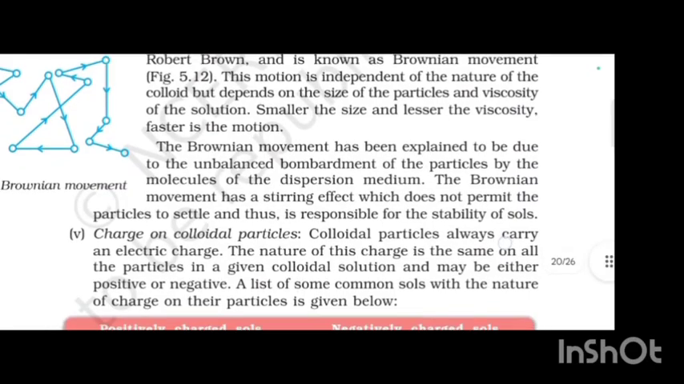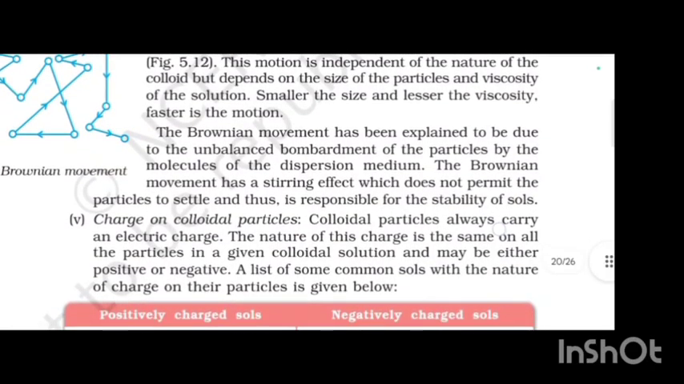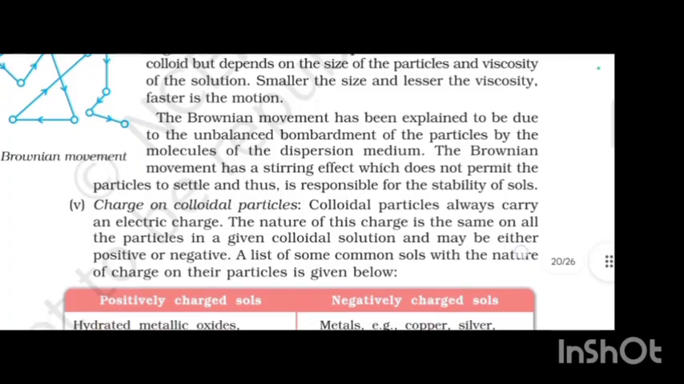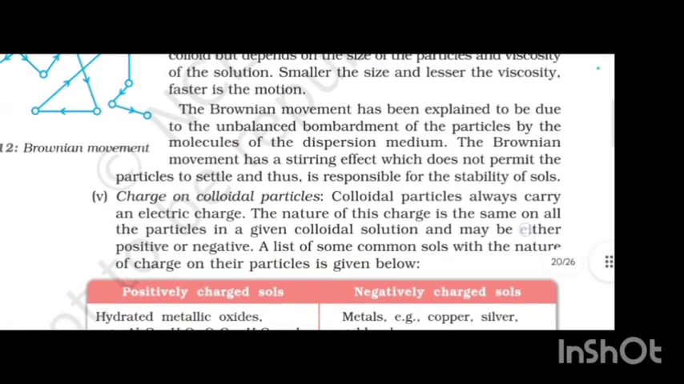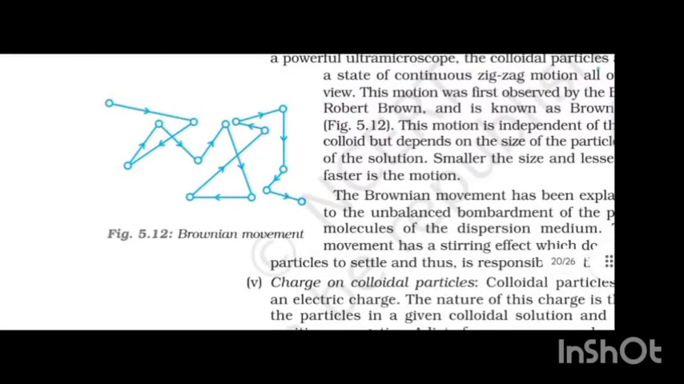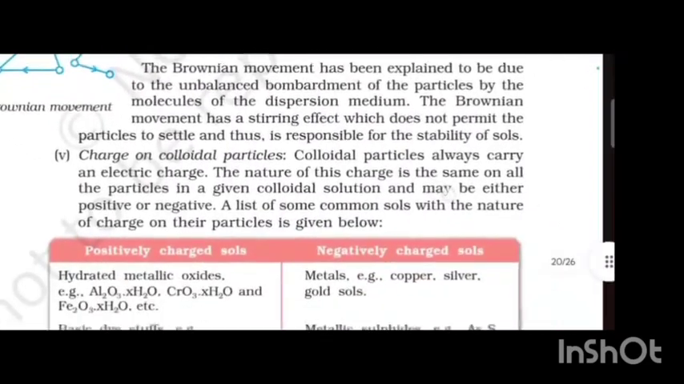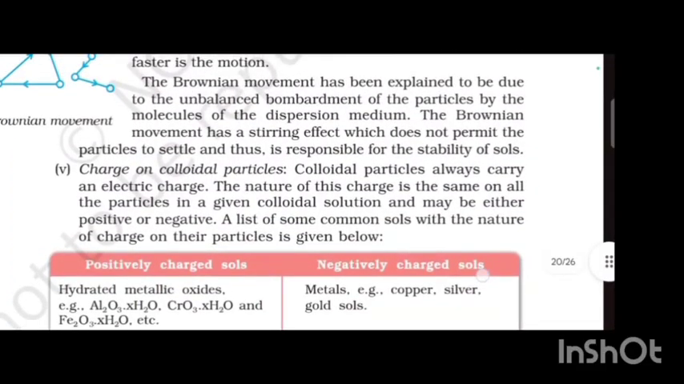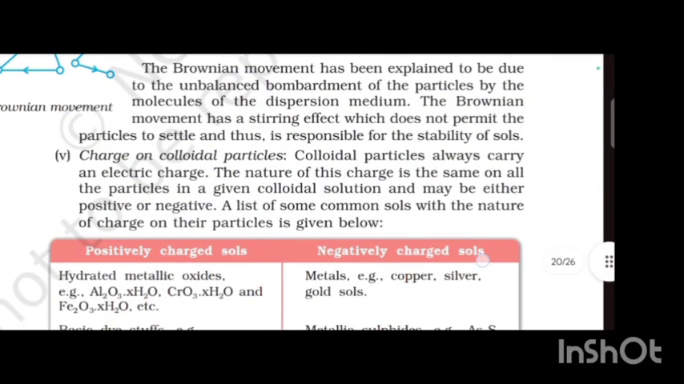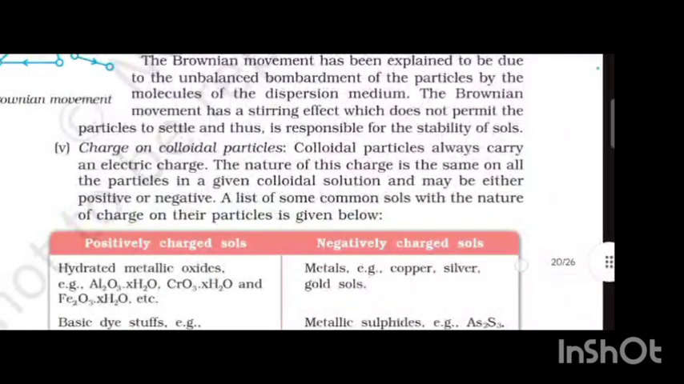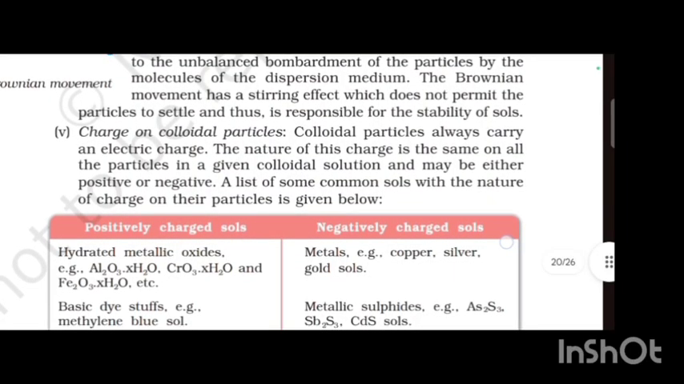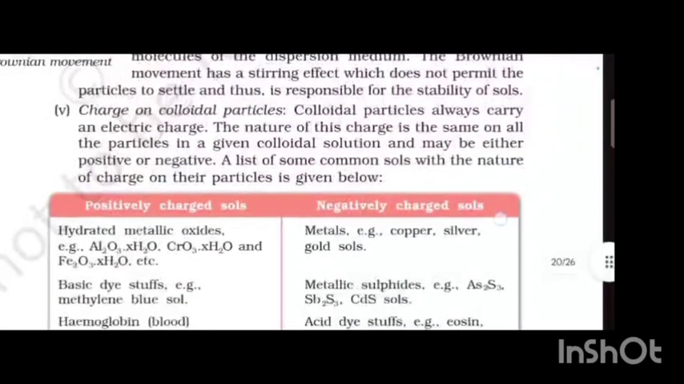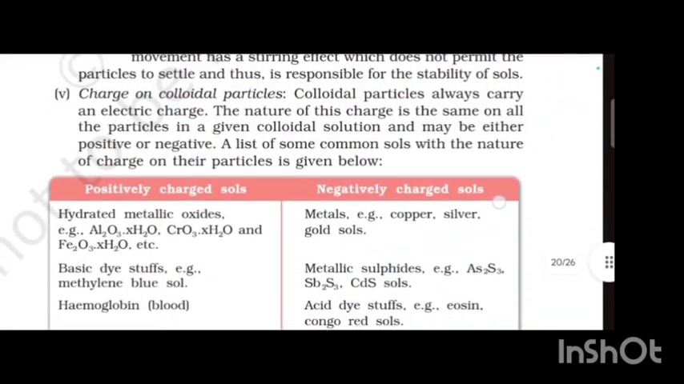This motion is independent of the nature of the colloid but depends on the size of the particles and viscosity of the solution. Smaller the size and lesser the viscosity, faster is the motion. Figure 5.12 Brownian motion. The Brownian movement has been explained to be due to the unbalanced bombardment of the particles by the molecules of the dispersion medium. The Brownian movement has a stirring effect which does not permit the particles to settle and thus is responsible for the stability of sols.